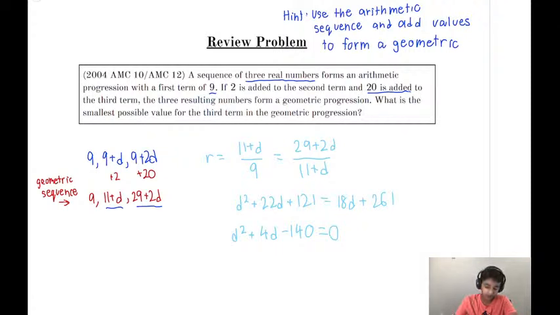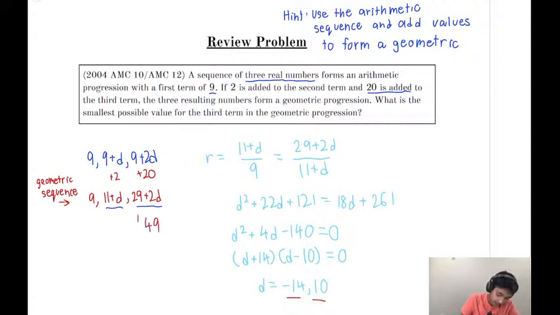And now we can factor this quadratic. We get (d plus 14) times (d minus 10) equal to 0. And that means d is either negative 14 or 10. This is something where you could actually get it wrong: you would just say, okay, negative 14 or 10, let's take the positive one, 10. Then the third term is going to be 29 plus 2 times 10, or 49. And you might think this is the answer, but that's not true.